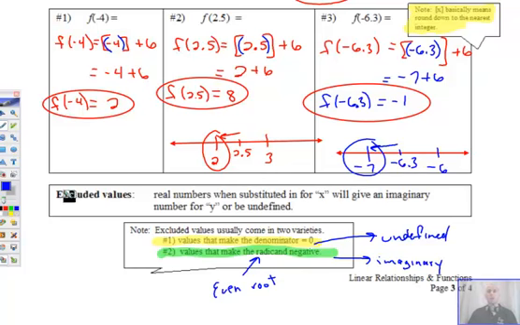So how do you find excluded values? Simple. Set your denominator equal to 0 and solve it. If you have an even root radical, take what's inside it and set it so that it's less than 0. Let's look at some examples here.